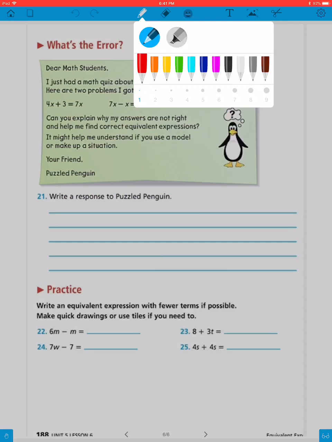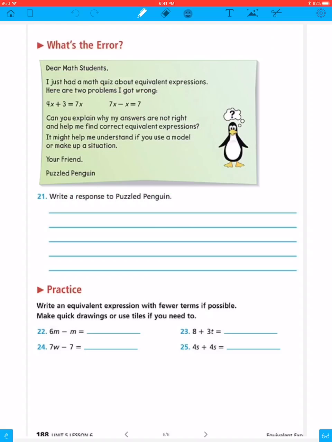Number 88. Dear math students, that's me. Dear math students, I just had a math quiz about equivalent expressions. Here are the 2 problems I got wrong. 4x plus 3 equals 7x. 7x minus x equals 7. Can you explain why my answers are not right? And help me find correct equivalent expressions. It might help me understand if you use a model or make up a situation. All right, you work on that. I'll be right here. Cool.